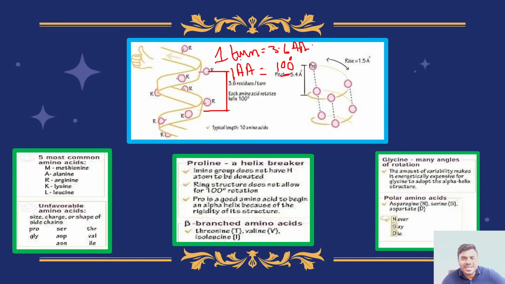Now one turn rotates the helix how many degrees? Undoubtedly, friends, one turn will rotate the helix 360 degrees. Don't get confused. One amino acid rotates the helix 100 degrees. Since one turn contains 3.6 amino acids, it is around 360 degrees. One turn can rotate the helix. And I also told all of you, right? Friends, look into this.